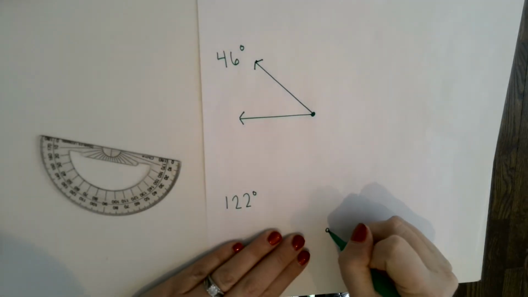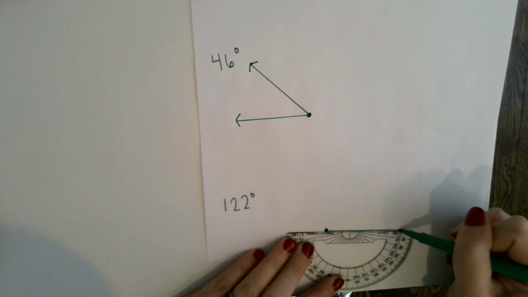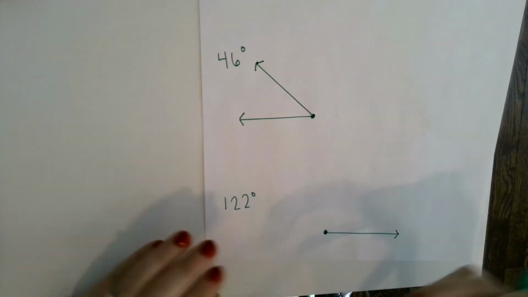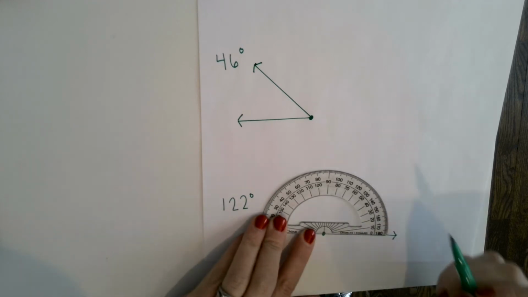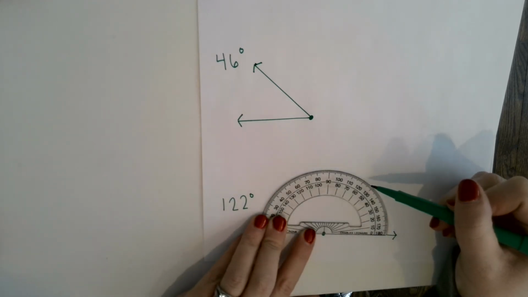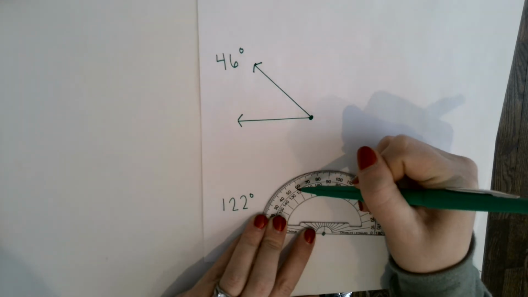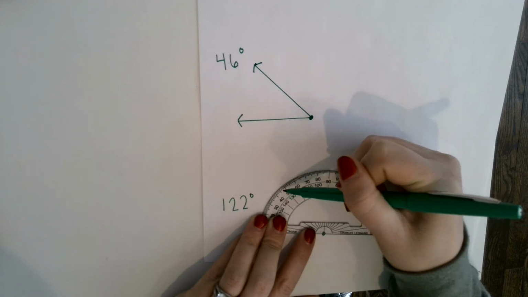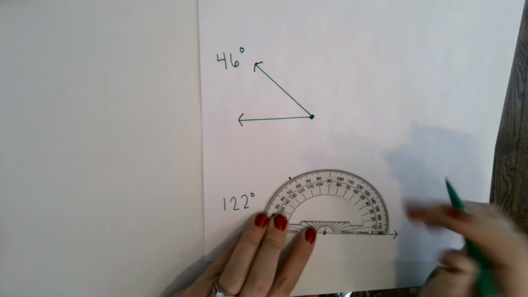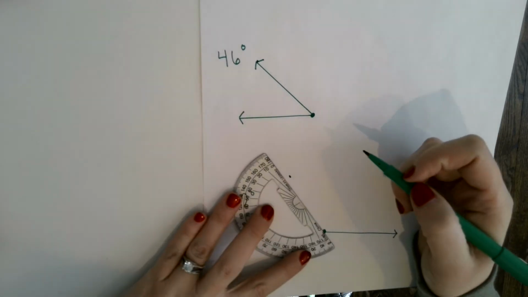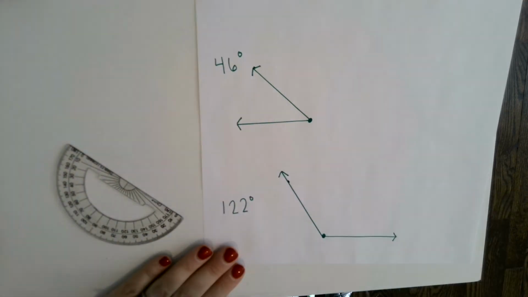Last one here is 122 degrees, obtuse. So I'm going to draw my vertex, draw my bottom line off to the side, line up my protractor. Okay, now for 122, I don't want to go over here because that is going to make my angle look acute. Instead, I'm going to swing over here. I see 120 is this, 130 is here, so I'm going to go 2 spaces past 120. That would get me to 122. Then I'm going to connect that dot with my vertex, and I have a 122-degree angle.